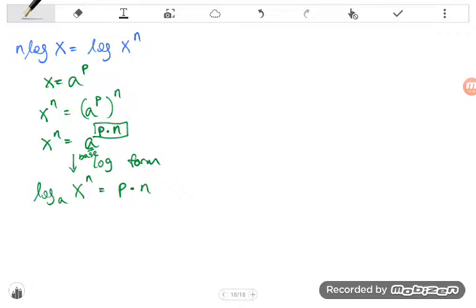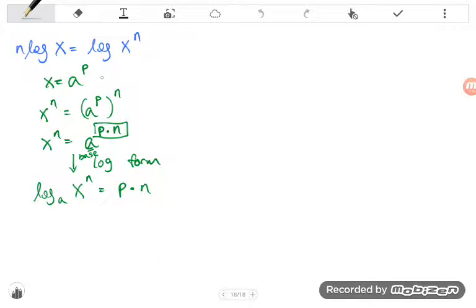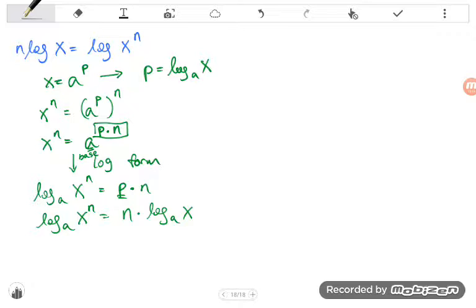And then let's see what we can do. So I have my p. Previously, my p is here. From here I get p is equal to log x to the base of a. So I can change that. That becomes n multiplied by log x to the base of a. So okay, that's it. I just have to move the n to the front, and that will give me what I have on the right.